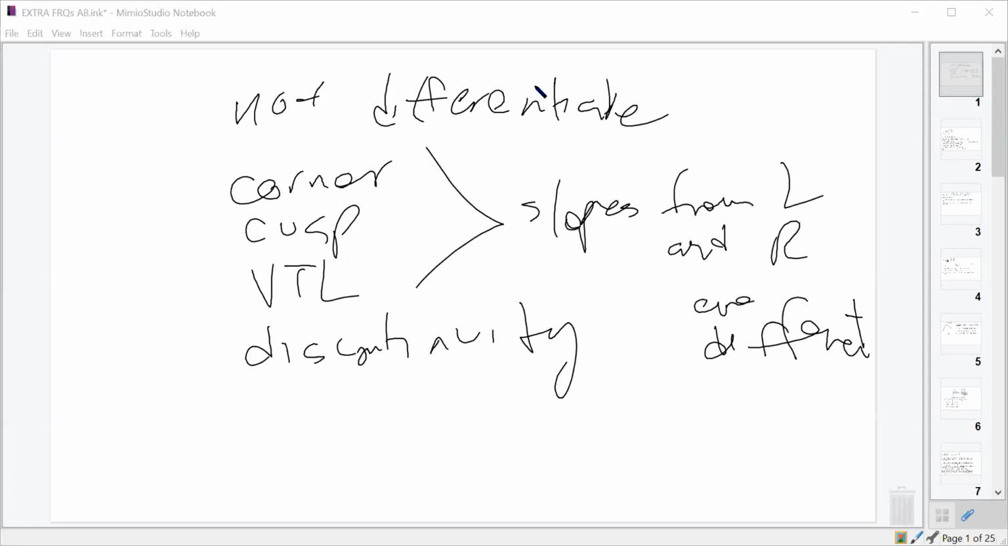Sure. All right. Let's see here. So next question that somebody asked was the inverse rule for derivatives.